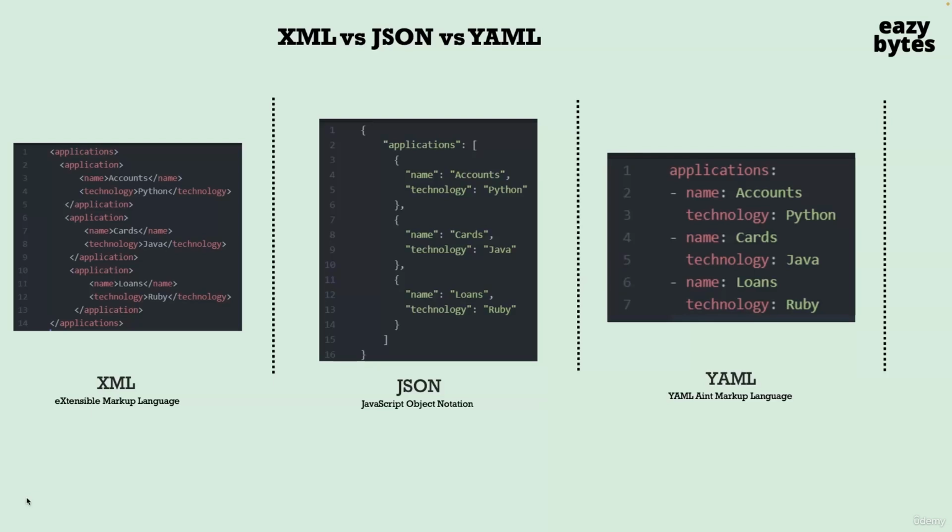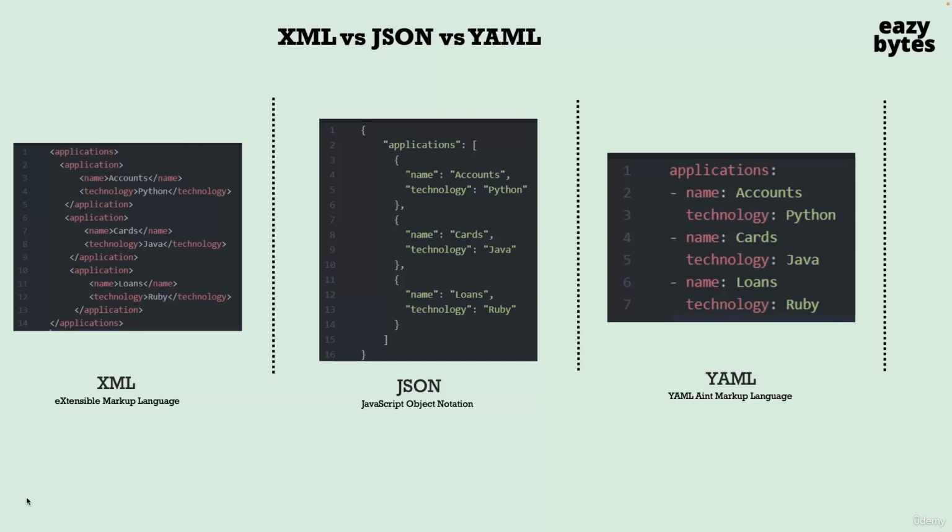The reason is, as you can see, I'm trying to represent the same data in three different formats. The data that I'm trying to represent here is the list of applications that an organization has and the technology that they use inside each application. So if I represent the same information, saying that so and so organization has three applications with the names accounts, cards and loans, and the technologies they use are Python, Java and Ruby.